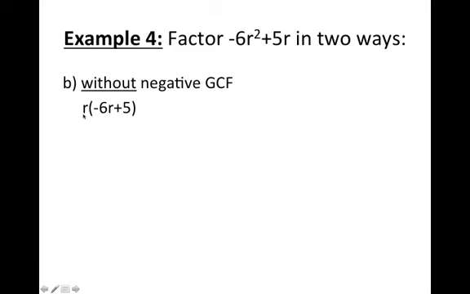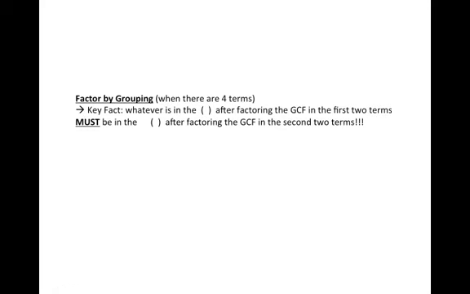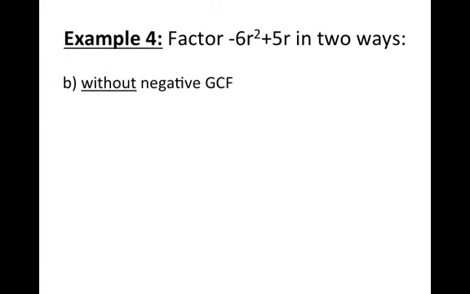And that's going to be important when we do our factoring by grouping. We typically do this when there's 4 terms. Whatever is in the parentheses after factoring the GCF in the first 2 terms must be in the parentheses after factoring the GCF in the second 2 terms. If somehow we've messed it up by just a sign, that means we need to go back and look and see if we need to factor out a positive or a negative.